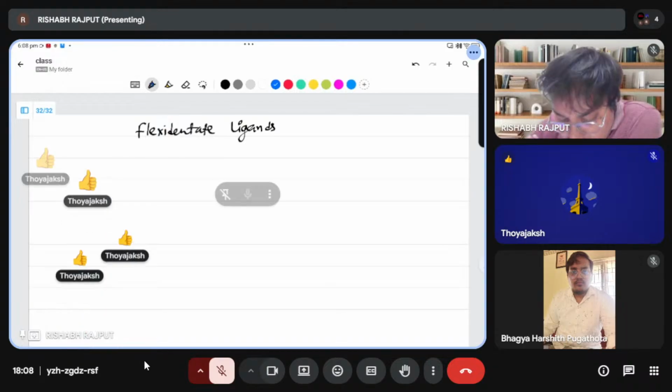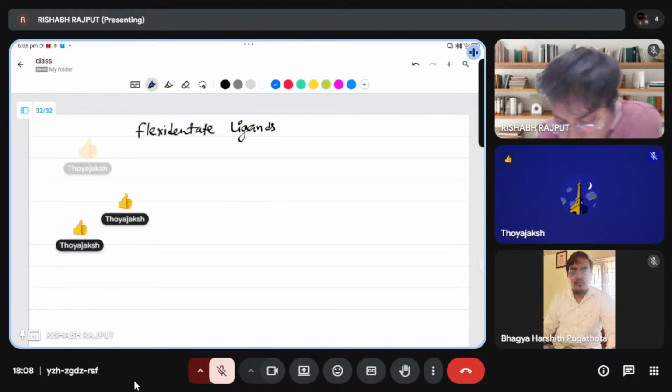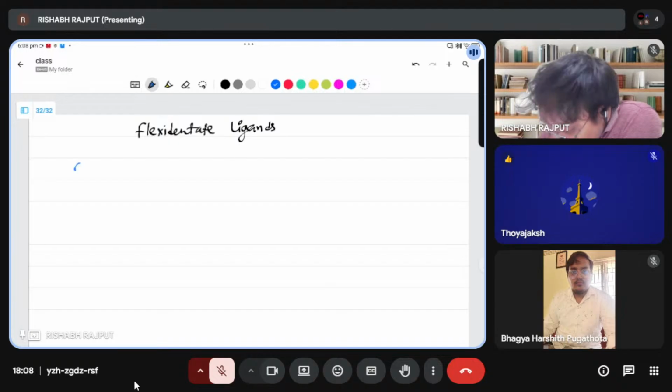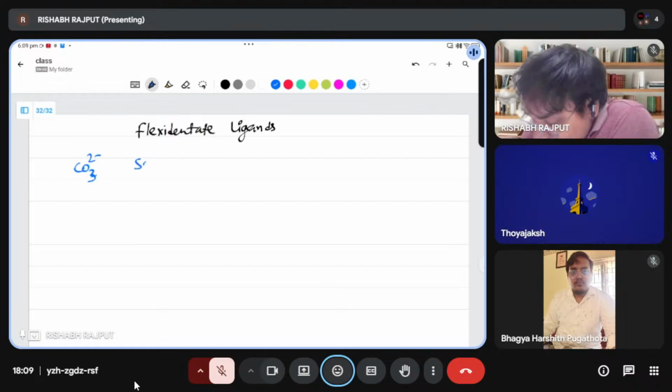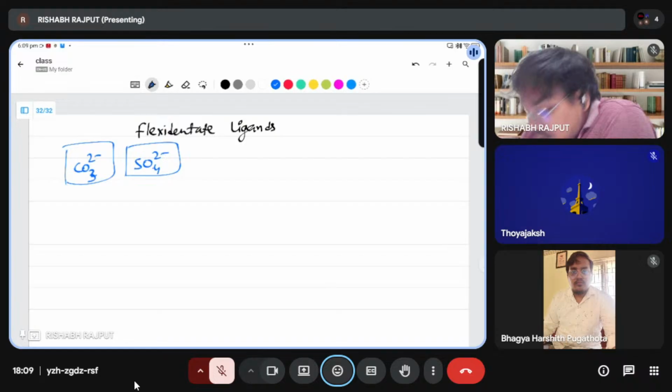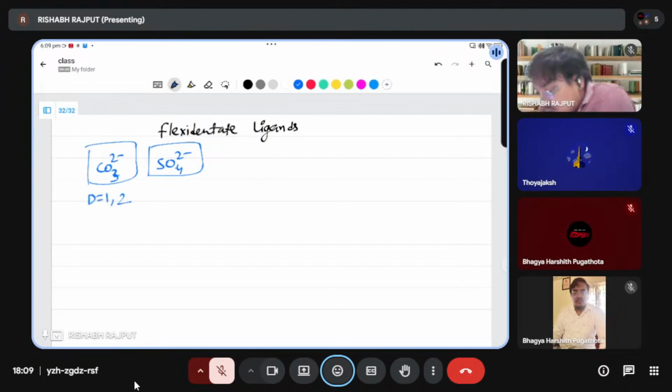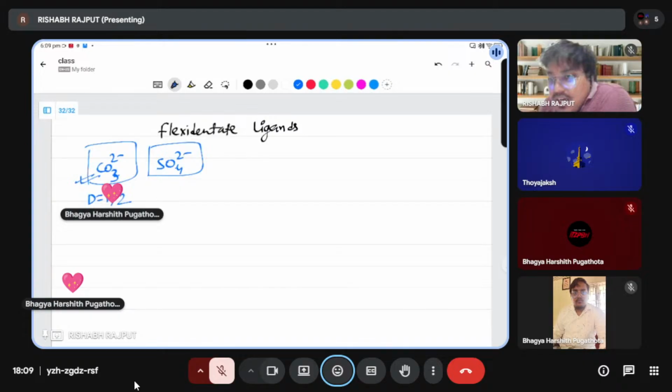So what happens with flexidentate ligands? In this, you can observe compounds like C2O4 2 negative, CO3 2 negative, SO4 2 negative sulfate. This type of ligand sometimes, for different coordination compounds, will show more than one denticity. Denticity one also, two also. You can see CO3 2 negative can show denticity one also, two also, in a coordination compound. But it depends on the coordination compound. So that is a flexidentate ligand.